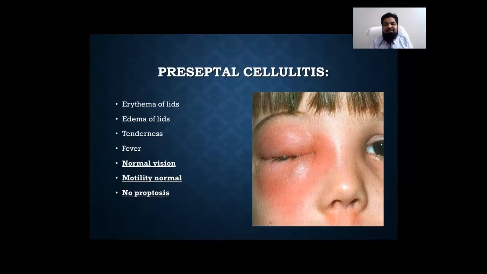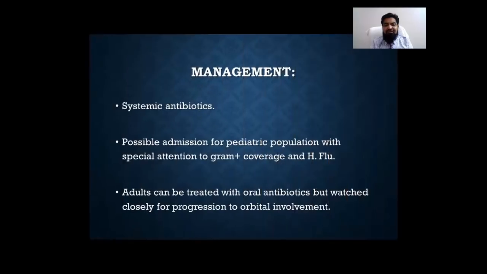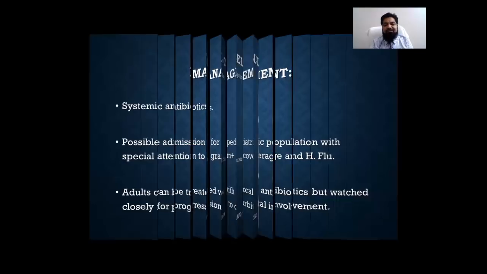And if you look, this slide is showing preseptal cellulitis, which usually occurs in children, in which the vision is normal and extraocular movements are normal, but there is a little bit of swelling of the lid, tenderness, and fever. We admit the patient and give systemic antibiotics, and the patient will be cured with time.